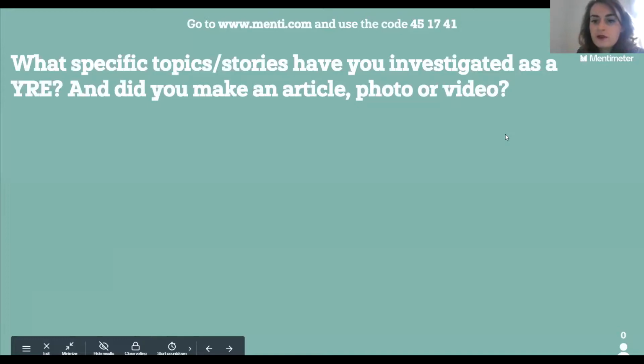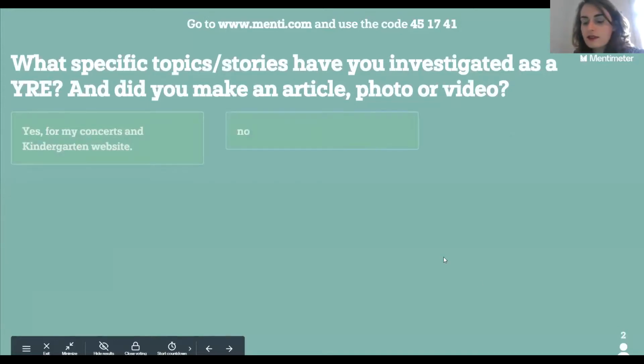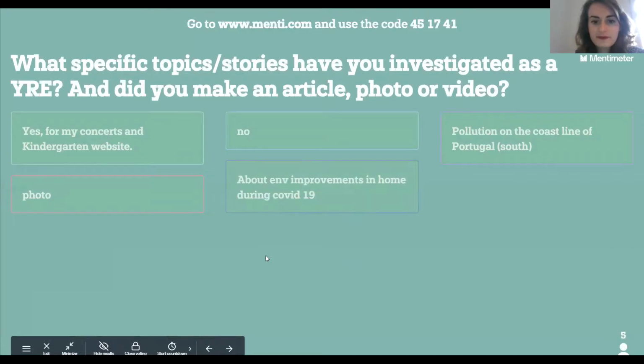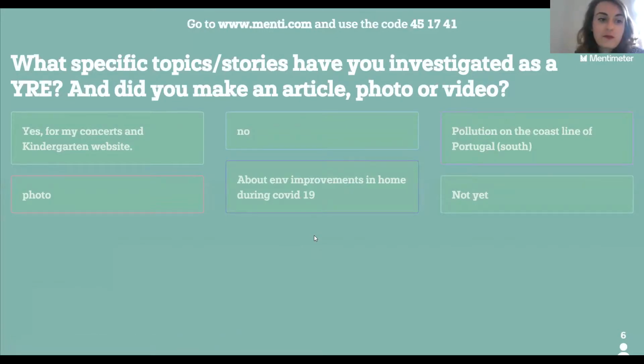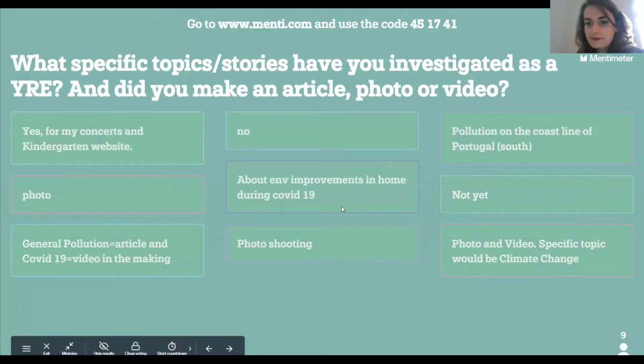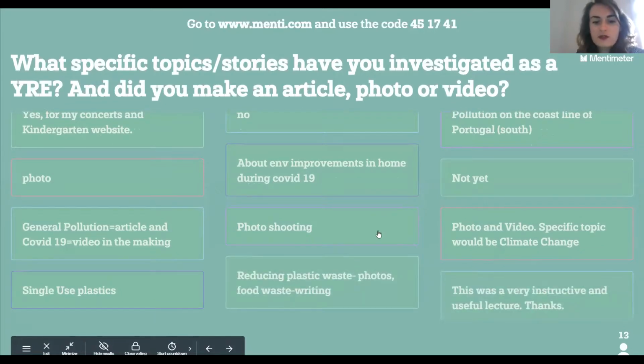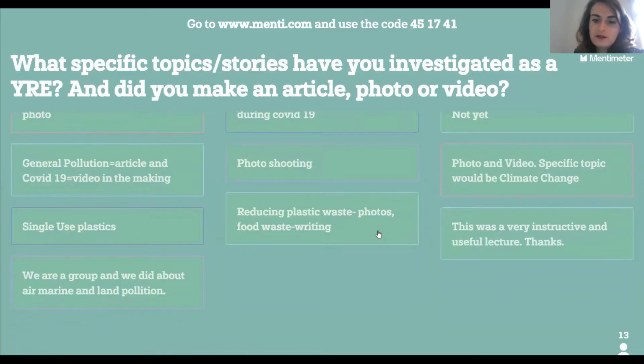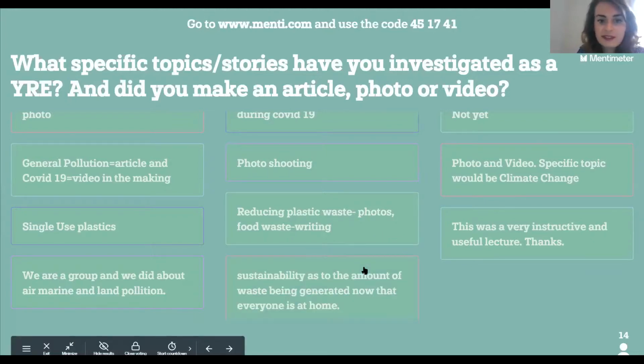And if you can't go to Menti, you can also write on chat. So, about pollution, about environmental improvement at home during COVID-19, which is also really important. A concert and kindergarten website, general pollution, an article and a COVID-19 video in the making. Good luck for that. Photo shooting. Photo and video about climate change, single-use plastic, reducing plastic waste, photo waste writing. So most of the environmental topics are really good. So you were also facing writing captions.